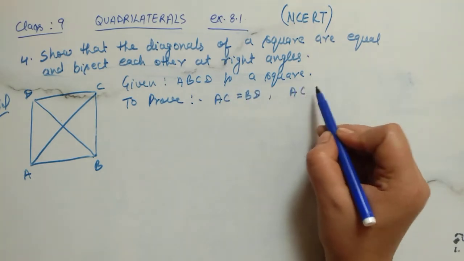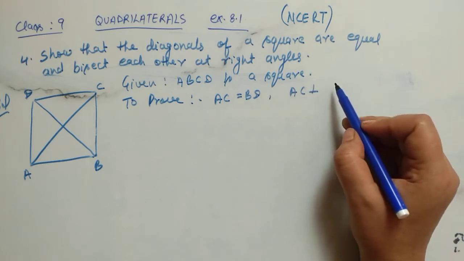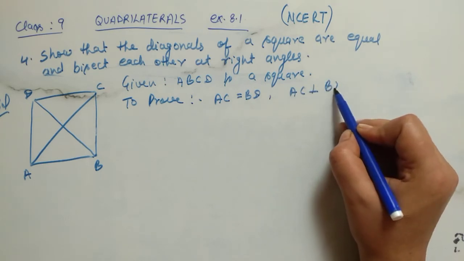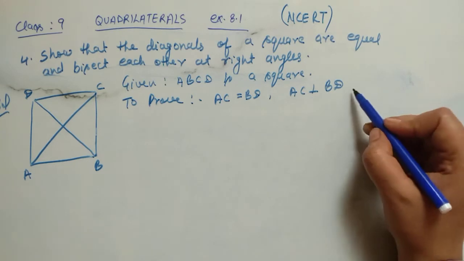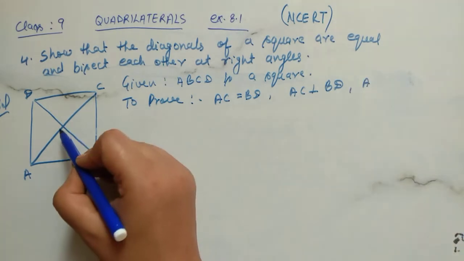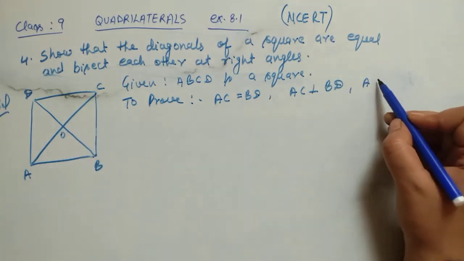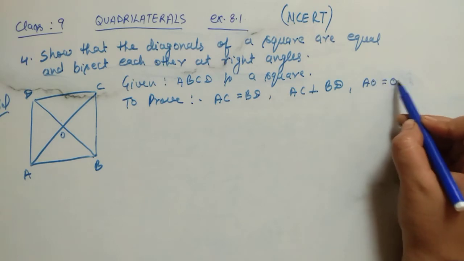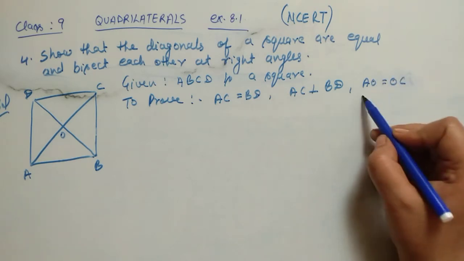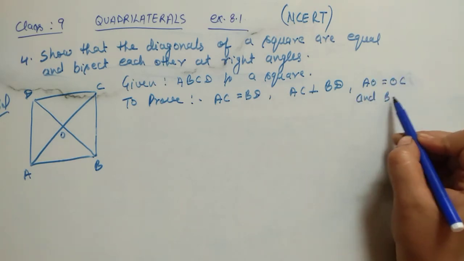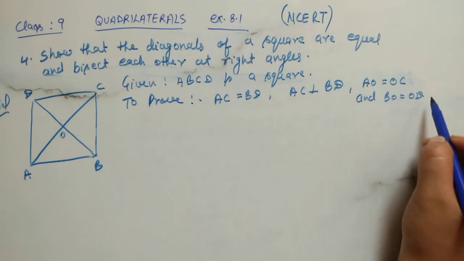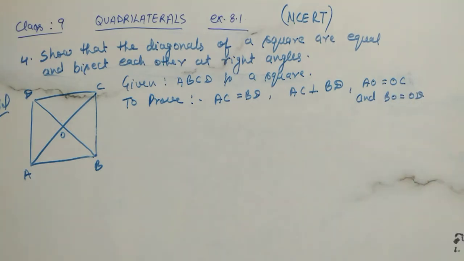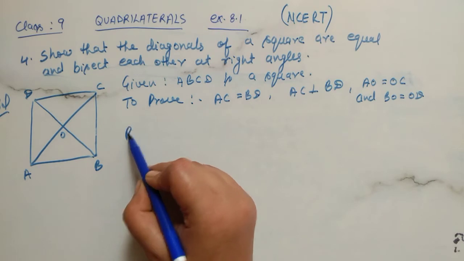Secondly, they bisect each other at 90 degrees, means perpendicular bisected. So if this is the intersection point O, then AO is equal to OC and BO is equal to OD. These all things we need to prove. So now see the proof.